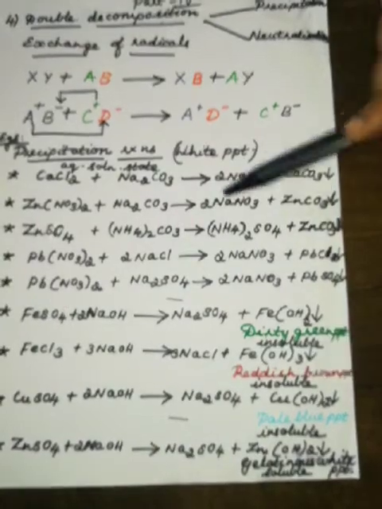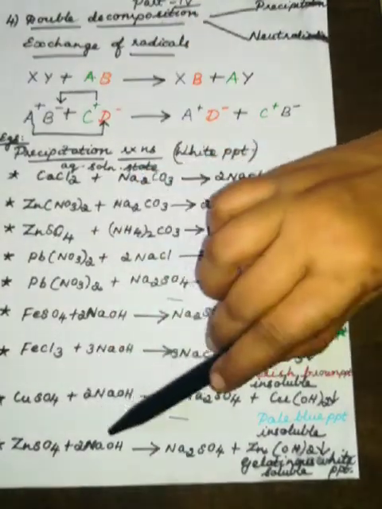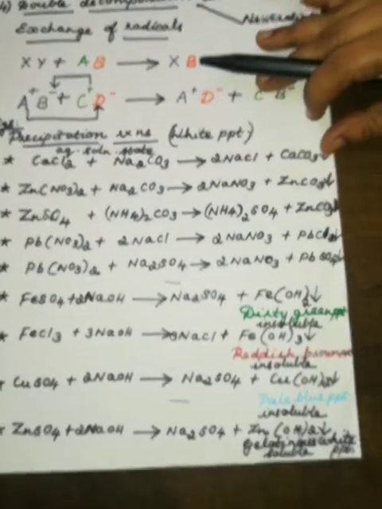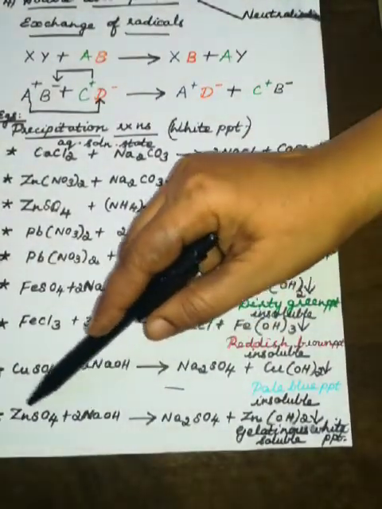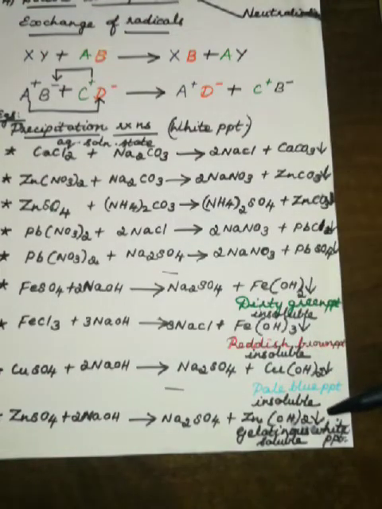Now we'll see with zinc salt. Zinc salt we have already seen, so some more examples of zinc sulfate with sodium hydroxide. See, you are getting sodium sulfate and zinc hydroxide, Zn(OH)2. So the precipitate which you are getting here is zinc hydroxide, that is a gelatinous white precipitate.